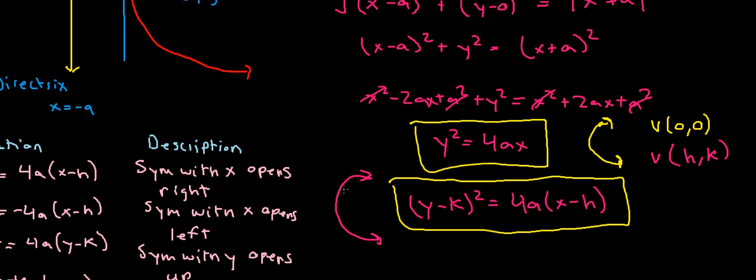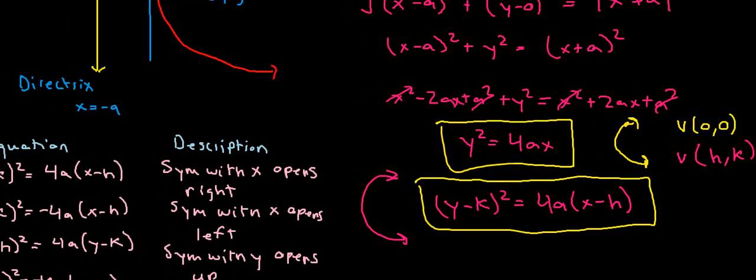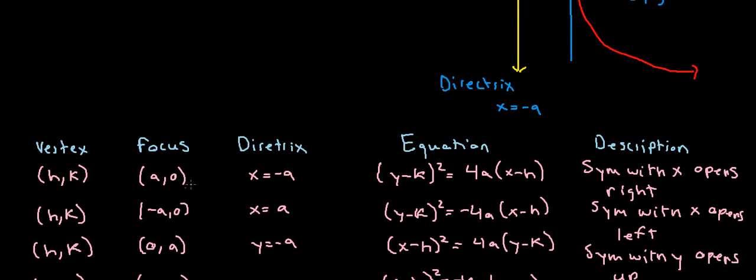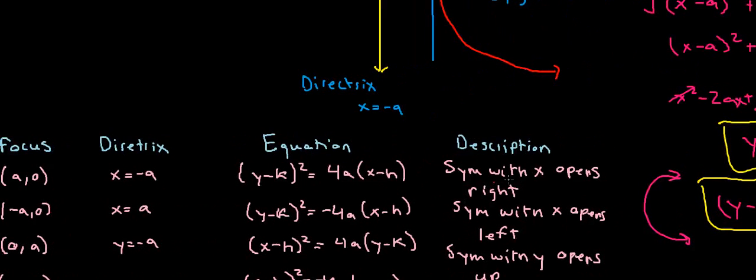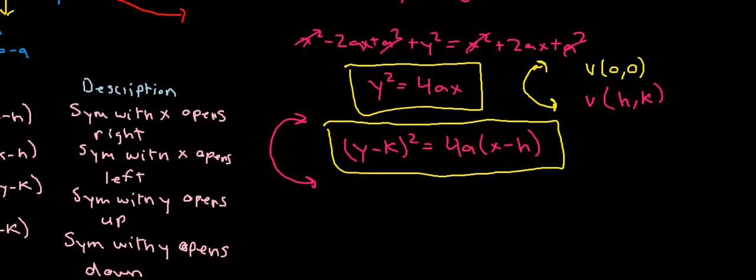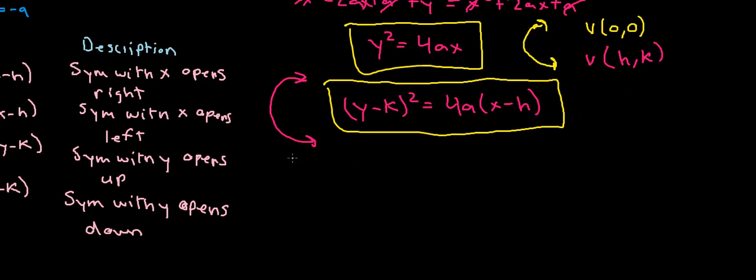Now obviously parabolas can open up, down, and to the left as well. But let me just confirm that I got it right. So I have a vertex of (h, k), focus (a, 0), directrix x is equal to minus a, and the equation is the same one that I got. Symmetrical with the x-axis, opens to the right. Now, what about for the case that the parabola opens to the left?